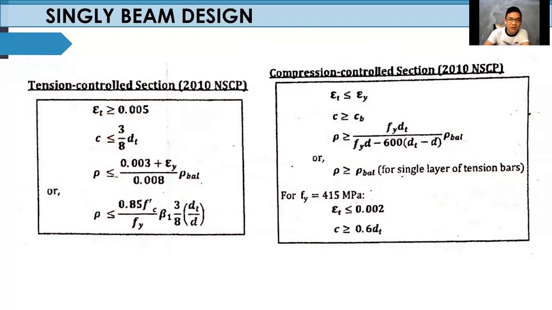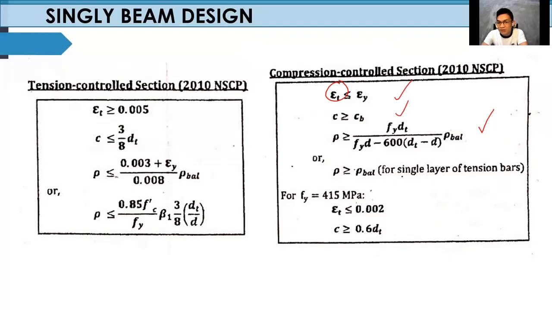Okay, how about if sinabi ng compression controlled? Meaning, mas malaki yung kanyang compression itself if i-compare mo sa tension niya. So, pag ganyan, opposite lang siya. Yung ating epsilon T is lesser than equal to sa ating Ey. C natin, na compression block, yung ating height papunta sa neutral axis is greater than Cb. Basta ito lang yung mga gagamitin mo ng mga formulas if sinabi ng ating problem na compression control.